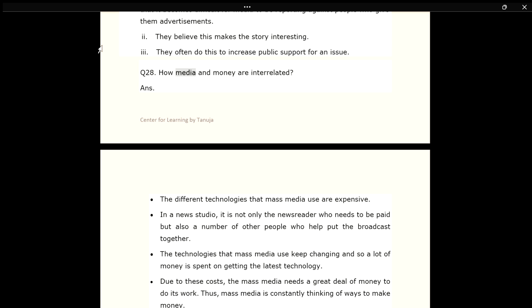Q28. How are media and money interrelated? Ans. The different technologies that mass media use are expensive. In a news studio, it is not only the newsreader who needs to be paid but also a number of other people who help put the broadcast together. The technologies that mass media use keep changing, and so a lot of money is spent on getting the latest technology. Due to these costs, the mass media needs a great deal of money to do its work. Thus, mass media is constantly thinking of ways to make money.